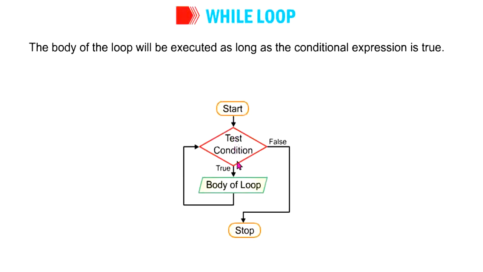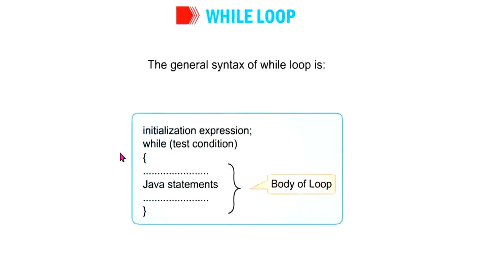See, in this algorithm you can understand: start, test condition. If it is true, enter the body of the loop, then it continues, repeats. If it is false, stop. The general syntax of while loop is: initialize the expression, while test condition, then body of loop, repeats, and if it is false, go to the next one.